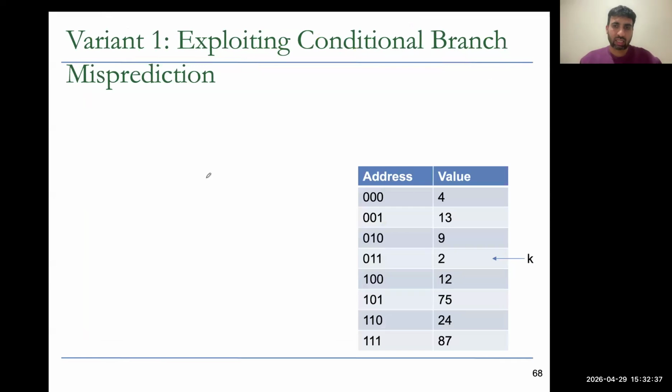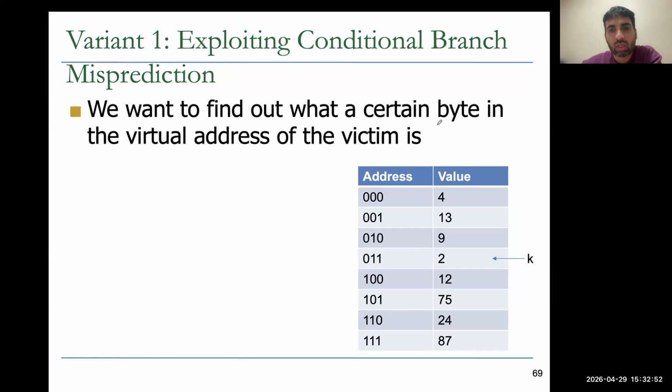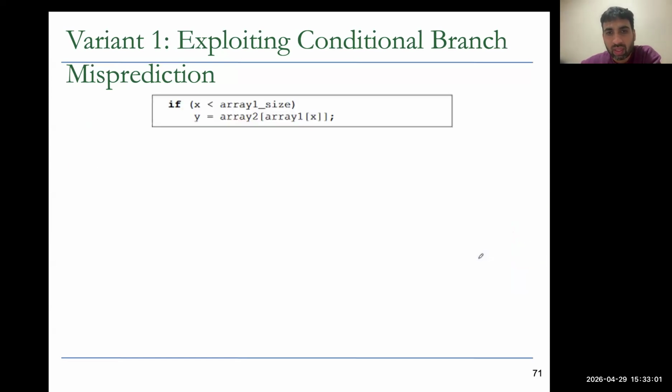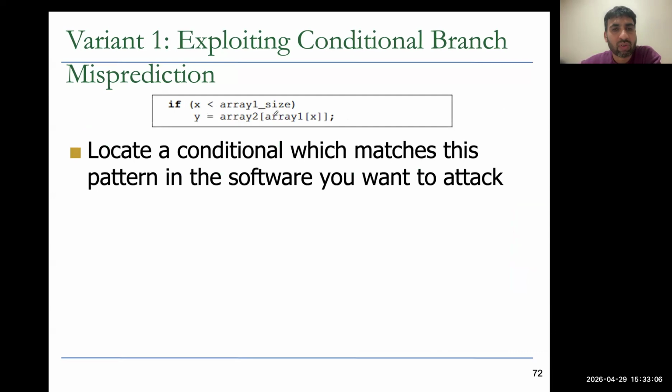So let me try to explain the same variant one using another example. Suppose that we want to find out a certain byte in the virtual address of the victim, and that certain byte is K, right? So let's call this secret byte K. And again, we are assuming a similar code. If X is less than array 1 underscore size, Y is equal to array 2, array 1 of X. So now the attacker needs to locate a conditional which matches this pattern in the software of the victim that we want to attack, right?